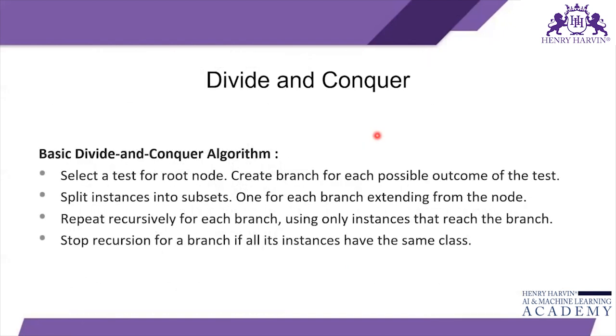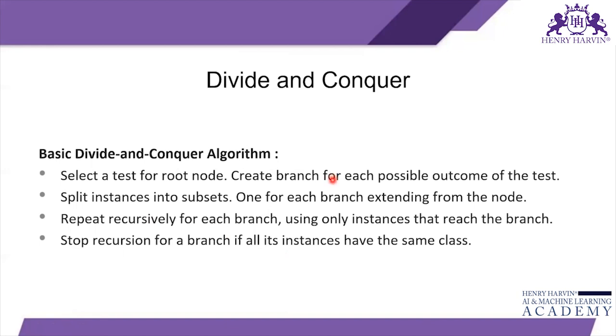Next is divide and conquer. This decision tree algorithm uses the divide and conquer technique to divide the data and make the prediction. Basic divide and conquer algorithms select a test for the root node, create a branch for each possible outcome of the test, split instances into subsets, one for each branch extending from the node, repeat recursively for each branch using only instances that reach the branch, and stop recursion for a branch if all its instances have the same class.